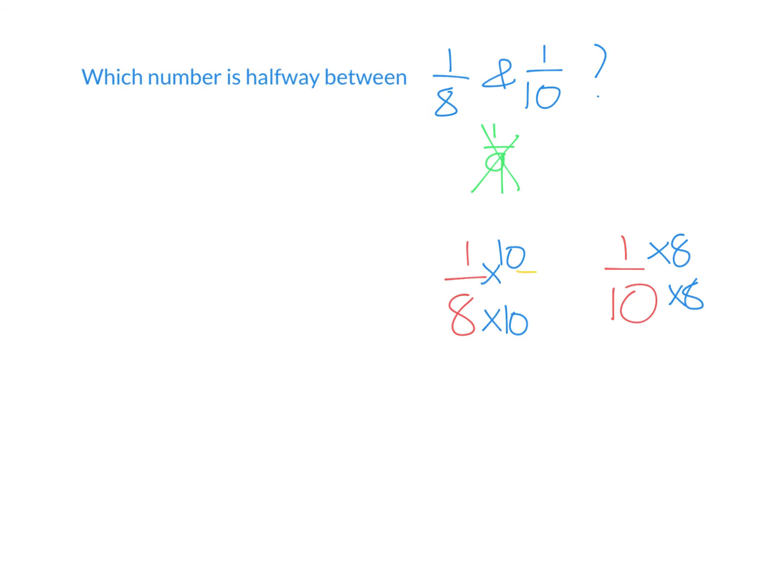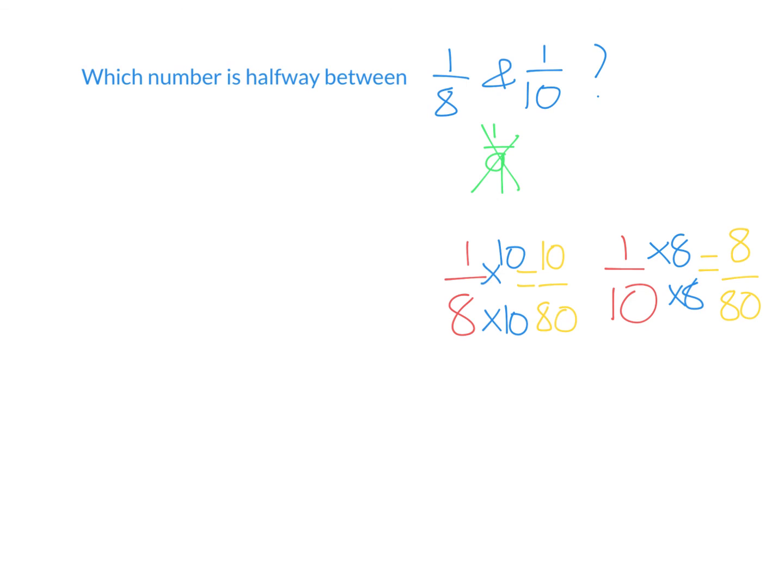If I do that, 1 times 10 is 10. 8 times 10 is 80. Over here, 1 times 8 is 8. 10 times 8 is 80. So I found equivalent fractions. 1/8 is the same as 10 over 80, and 1/10 is 8 over 80.